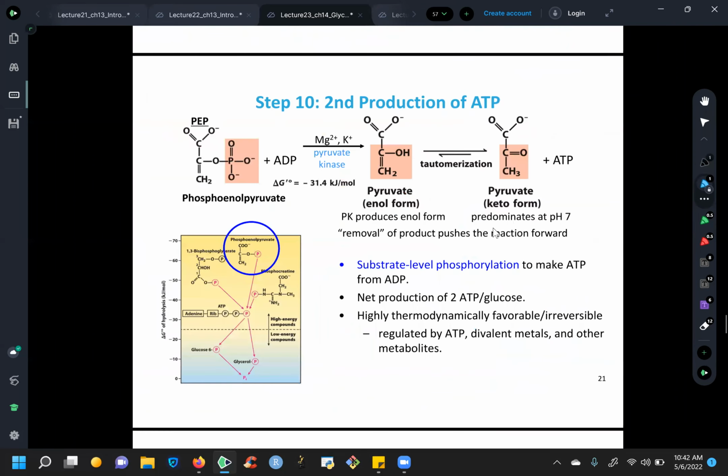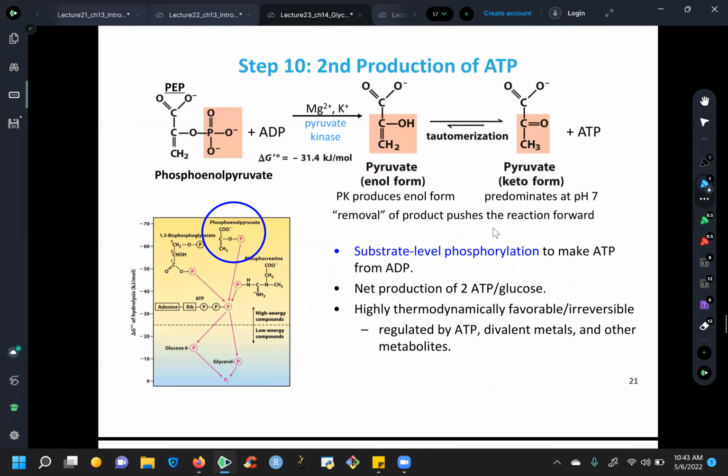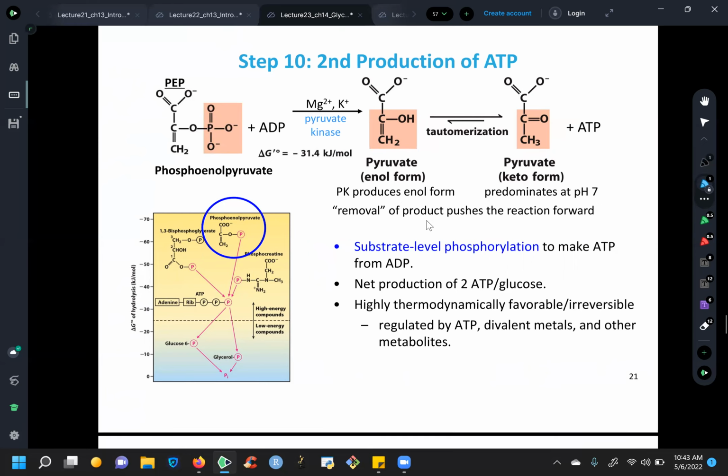And then step 10, this is the last step in glycolysis. So we end up with pyruvate. Here is PEP, phosphoenolpyruvate, plus ADP. That tells you we're going to make ATP via substrate level phosphorylation. We're taking this phosphate from our substrate and adding it to ADP to make ATP. And you can see that there's magnesium and potassium to help stabilize the negative charges.